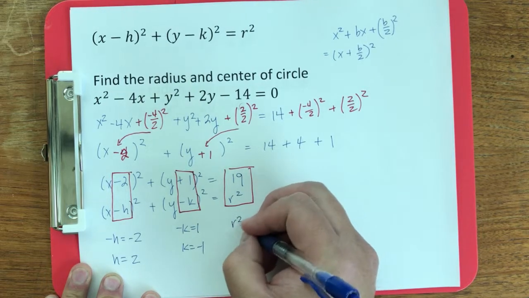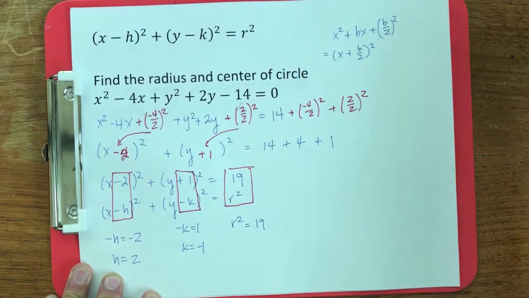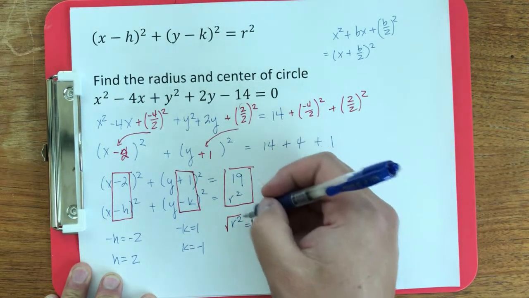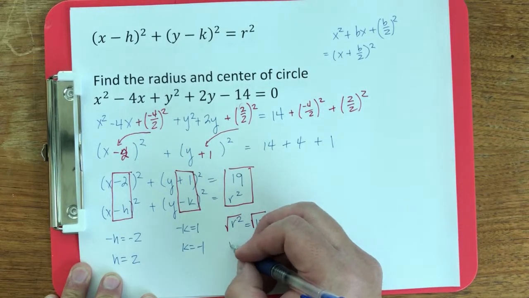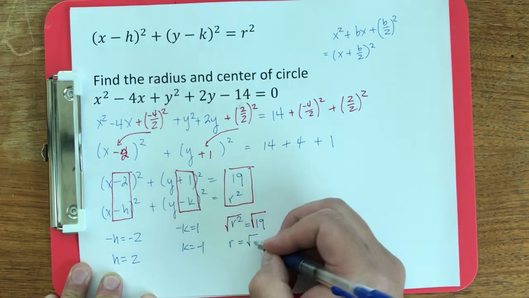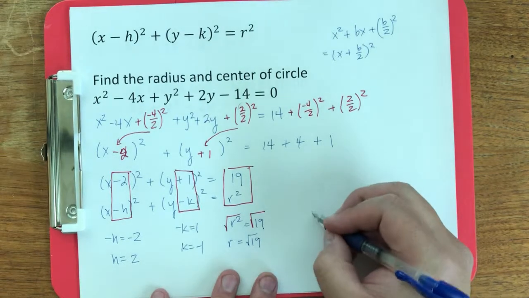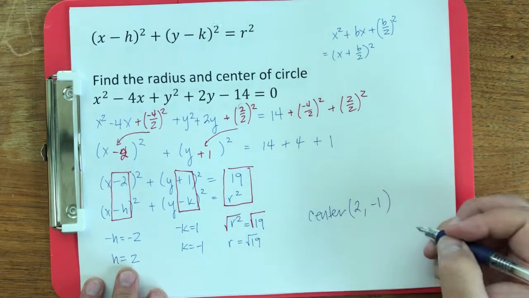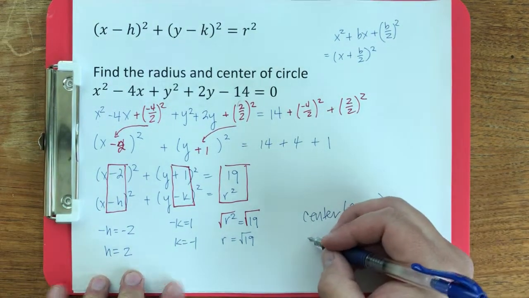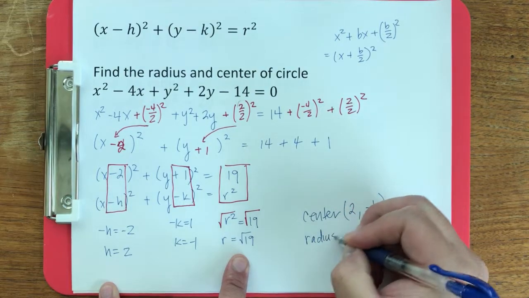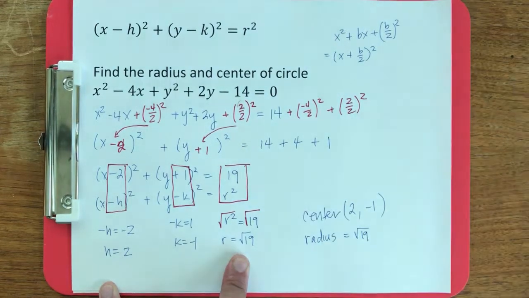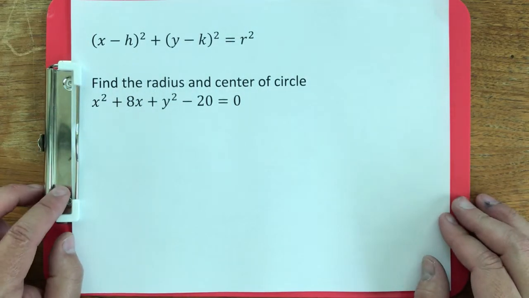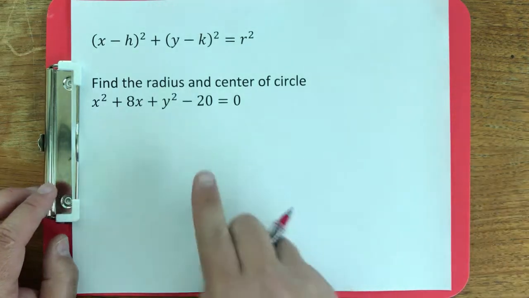And we can see that r squared is equal to 19, and if we square root both sides, now we're not going to square root plus or minus because radius is a distance, and whenever we talk about distances, we talk about positive numbers. Okay, so my center is going to be my h and k, and my radius is going to be, well, I just grab it from here. So let me pause it, go ahead and pause this video and see if you can do this problem.